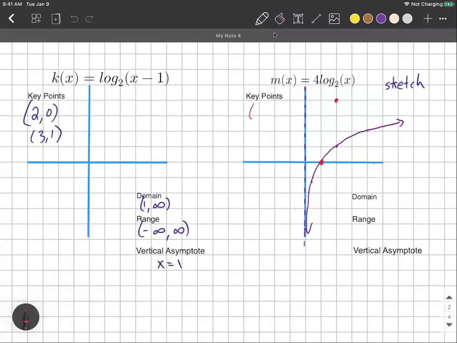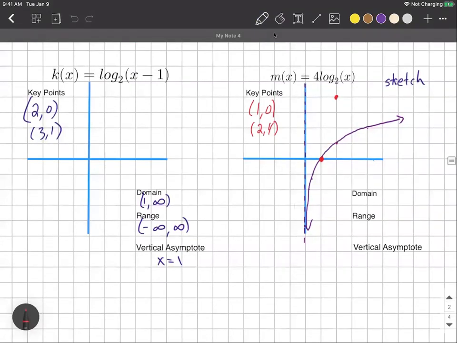So again, our key points in this case are still 1, 0, but instead of being at 2, 1, it's going to be at 2, 4. And this is going to be much taller and skinnier than the original. Still does the same sort of thing stretching this way. It's not super accurate. Could be drawing this nicer, but you'll notice it's taller, stretched out further away from the x-axis.